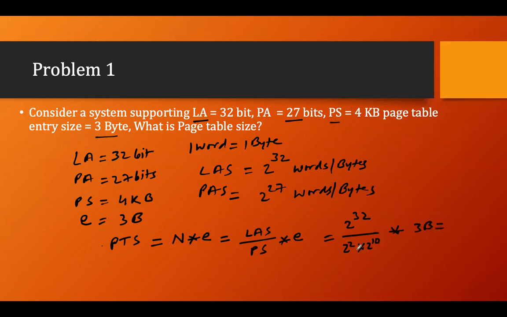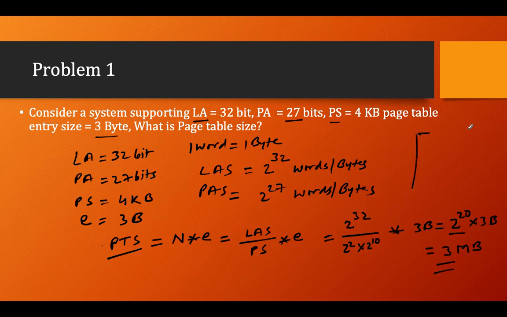So the page size is 2 to the power of 12, and 32 minus 12 gives 2 to the power of 20, into 3 bytes. 2 to the power of 20 is nothing but mega, right? So 3 megabytes will be your answer for the page table size. This is how we calculate the page table size.